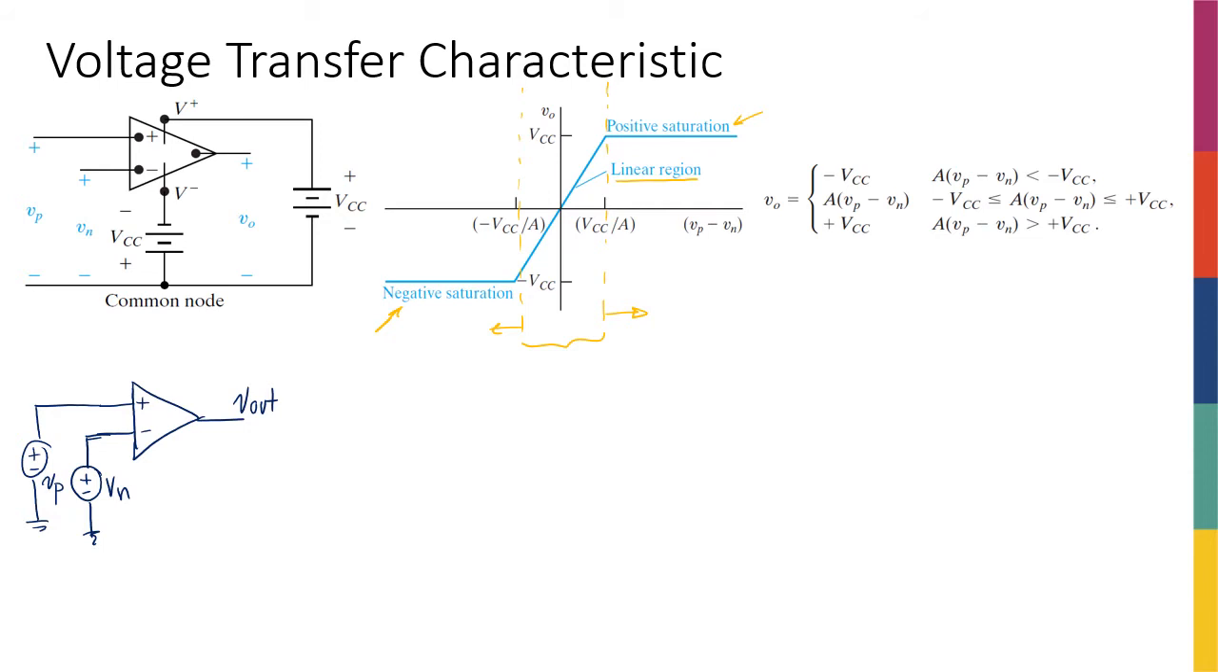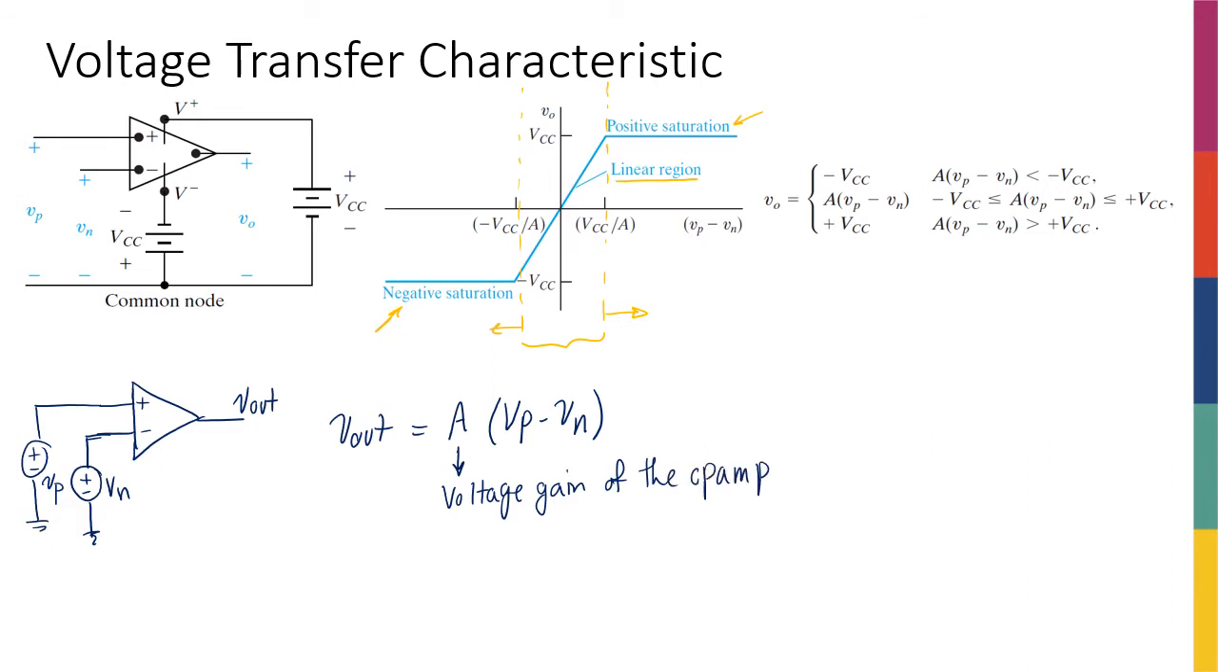So what is the linear region? It's actually quite simple and interesting. What it says is that if I'm in this region, V out is equal to A times (Vp minus Vn). What is A? It's the voltage gain of the OpAmp. Typical number, somewhere between 100 to even more than 10,000, but let's say 10,000. So it's actually a pretty huge gain.